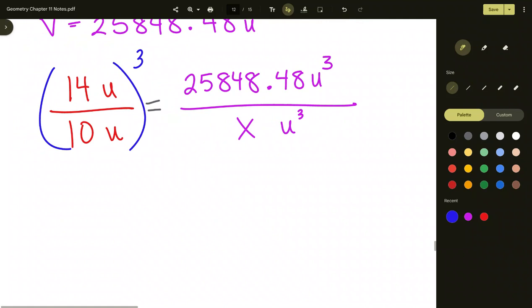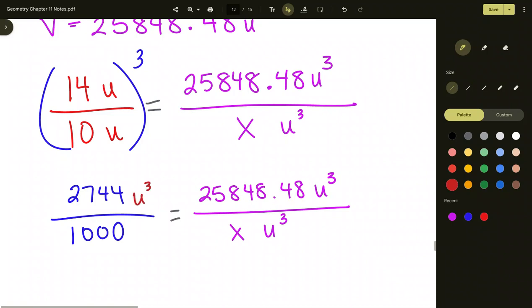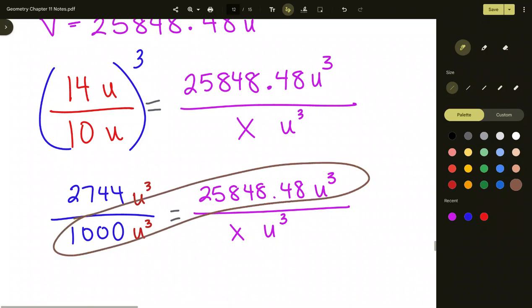All right, here we go. 14 to the power of 3 comes out to be 2744. 10 to the power of 3 comes out to be 1,000. I'm going to rewrite that long volume over here, which is 25,848.48 units cubed over unknown units cubed. Now, technically, I could put units cubed here because I did cube those numbers. So all of my labels are now the same, so now we just cross multiply.